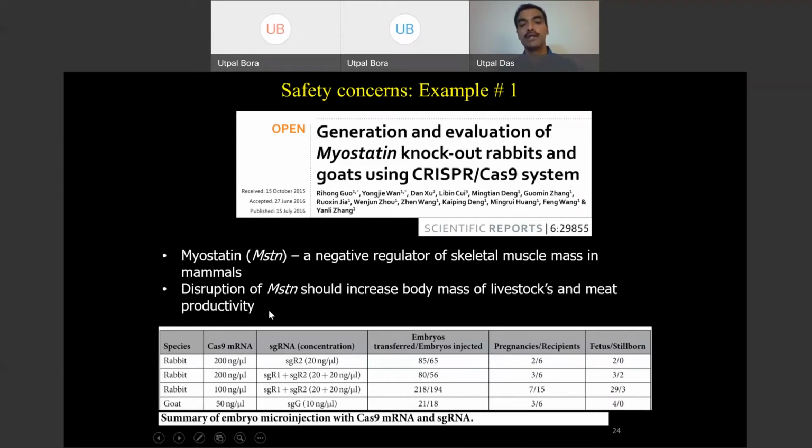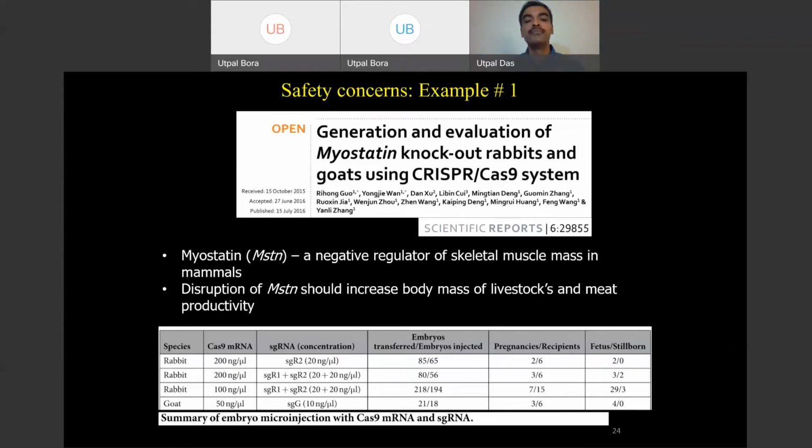Because myostatin is a negative regulator of skeletal muscle development. That means if there is more myostatin, muscle growth will be hampered, muscle growth will be suppressed. So their hypothesis was that if you knock down myostatin, you will have a rabbit or goat with more muscle, which is obviously beneficial from an economic standpoint.